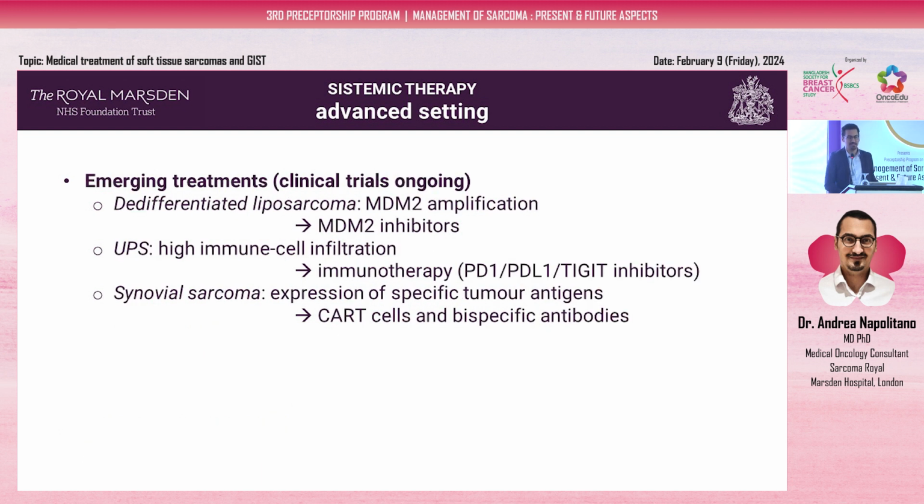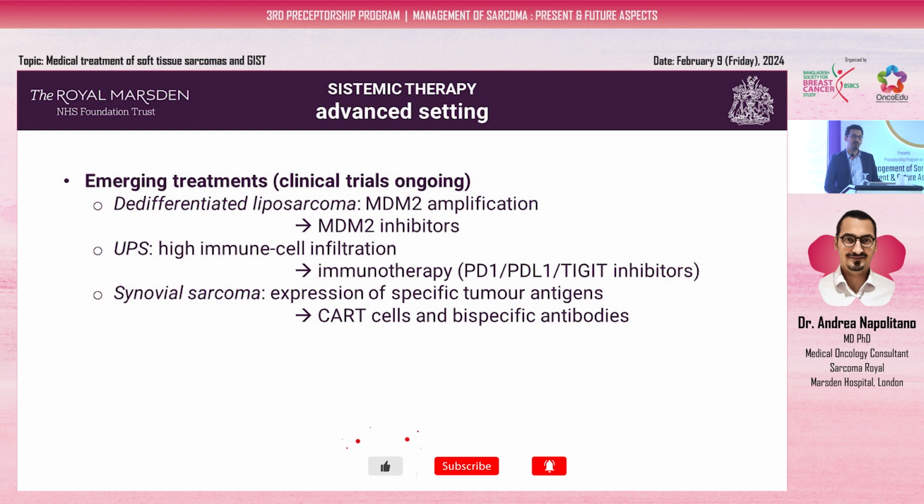Emerging treatments, clinical trials. This is of course not a comprehensive list, it's just what is more exciting. In the differentiated liposarcoma, we have specific amplifications that are pathognomonic. The MDM2 and CDK4/6 amplifications are the most important. CDK4 and 6 inhibitors alone have not proven to be very effective. There is more excitement for the MDM2 inhibitors.